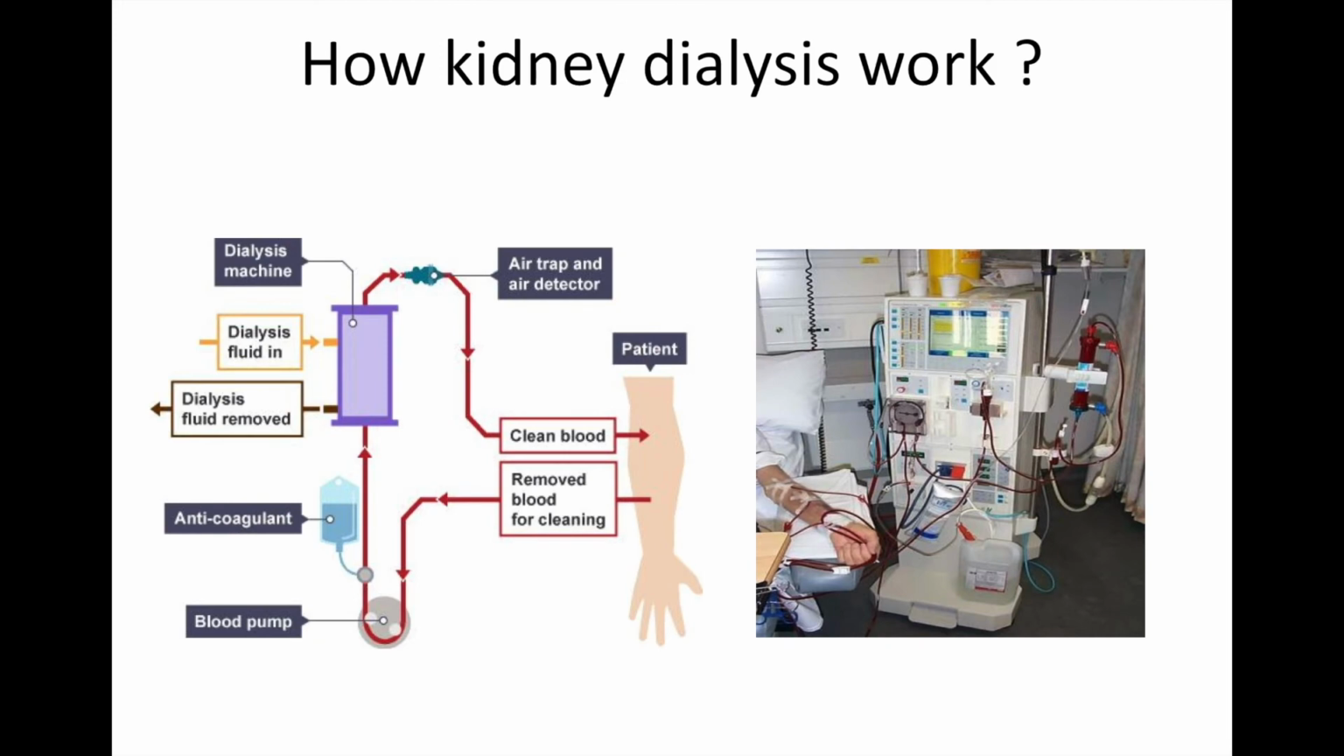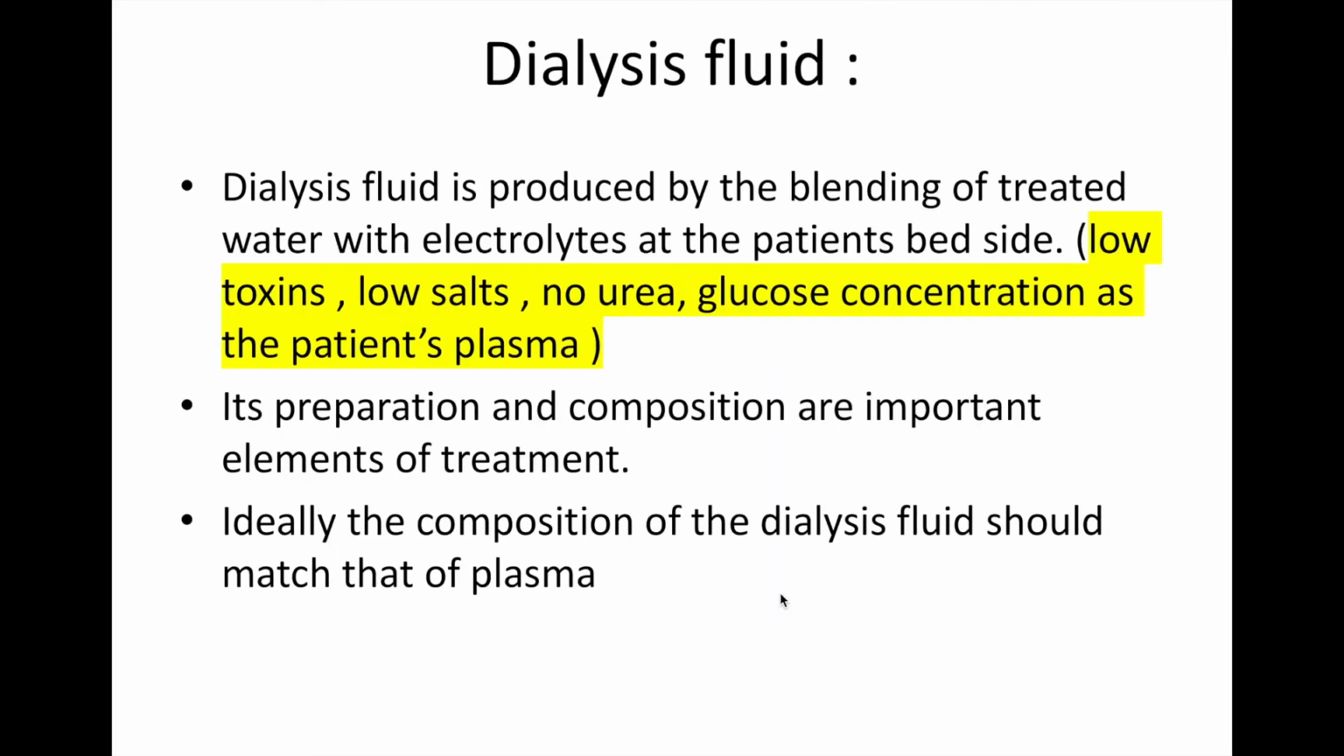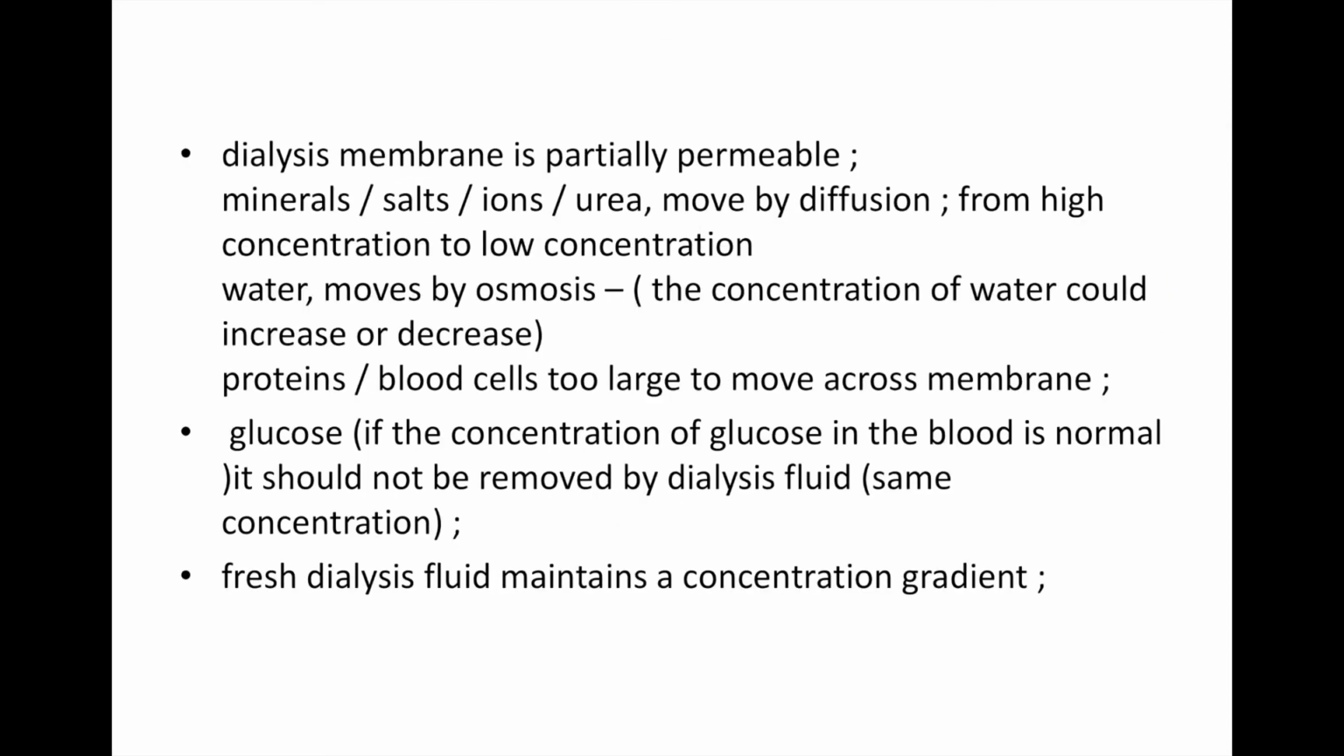If, for example, the patient has huge amounts of glucose exceeding the normal glucose level in the blood, we need to get rid of this glucose, and so we need to add in the dialysis fluid low amounts of glucose. If, for example, the patient has low amounts of glucose, we need to put a high concentration of glucose in the dialysis fluid to diffuse into the blood. So the glucose concentration depends on the patient.